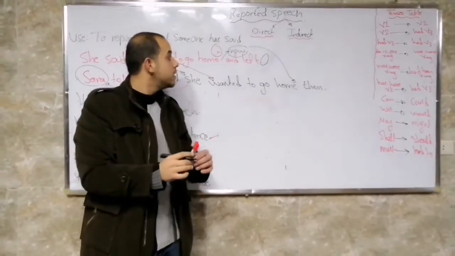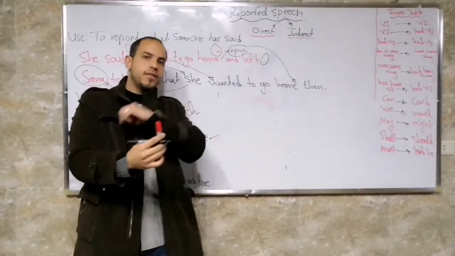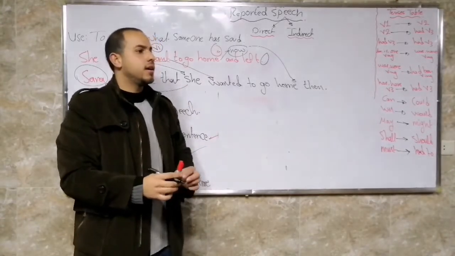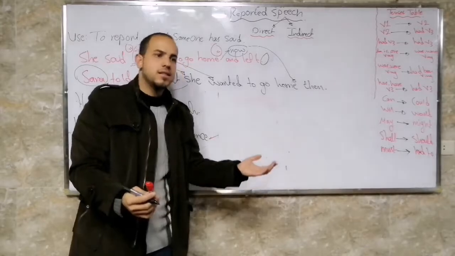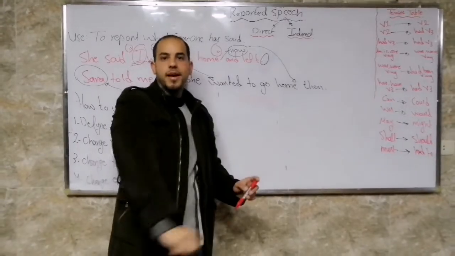There is a table. Tomorrow, the next day, or the following day. Yesterday, the previous day, or the day before. Now, then. This night, that night. In this way, okay? And now let's move to solve some exercises.